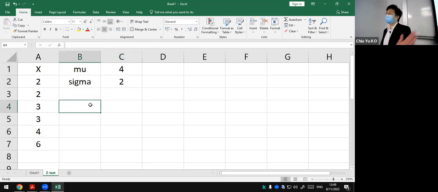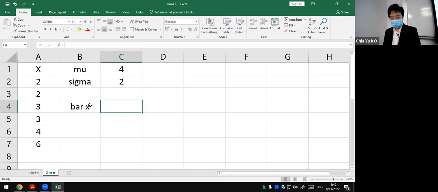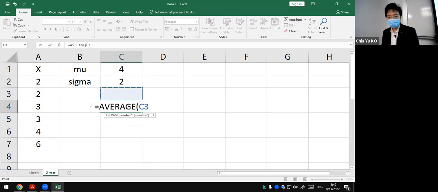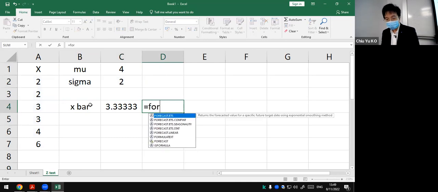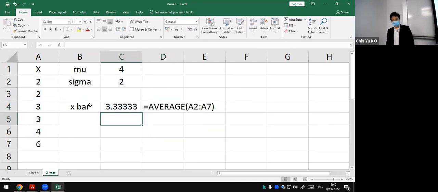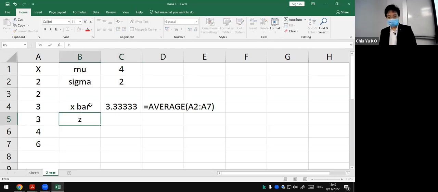So let's do it from scratch, and then we can see how the Z.TEST gives you the result. We can calculate x bar, the mean. X bar is just the average. Okay, so this is the first part. And then we can do a Z.